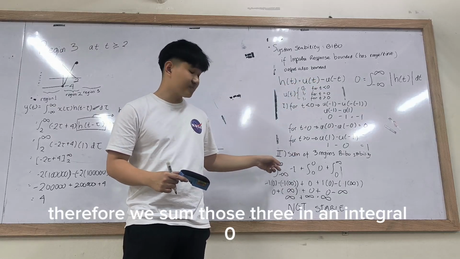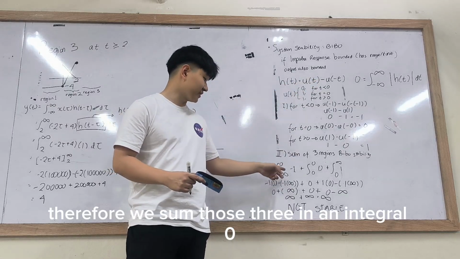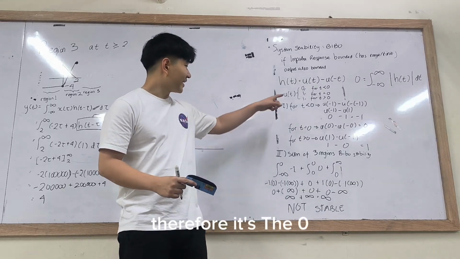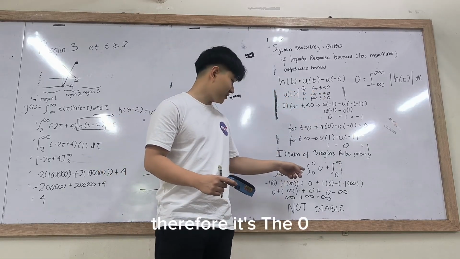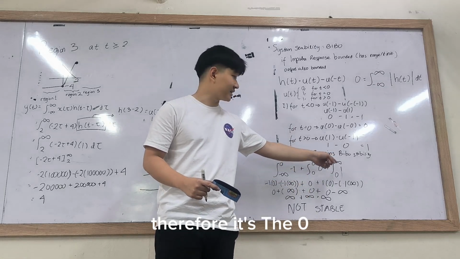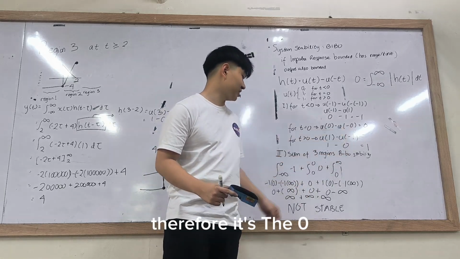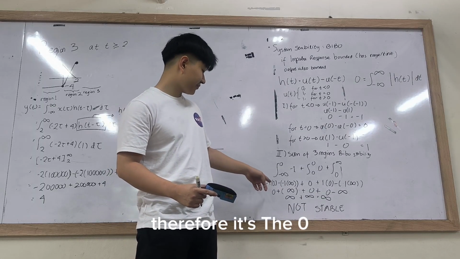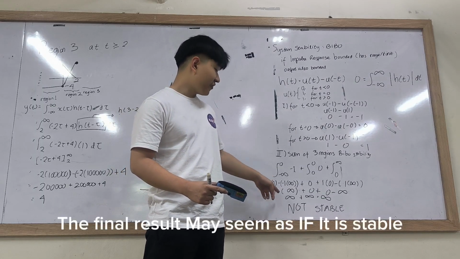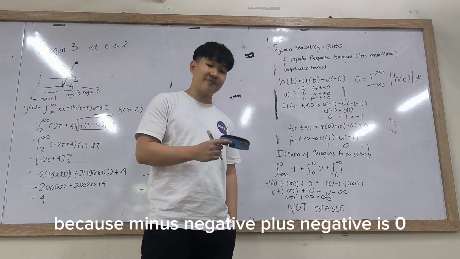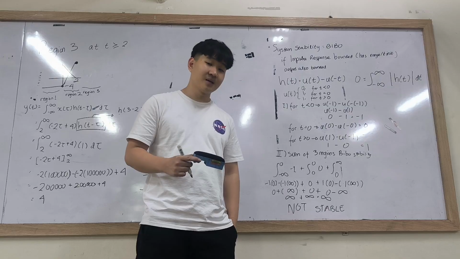So the first integral, between minus infinity and 0, is minus 1. The second one is between 0 and 0, which again equals 0, so we just ignore it. The third one is between 0 and infinity, and it has 1. It's 1 here, it's minus 1 here. The final result may seem as if it is stable because minus infinity plus infinity is 0.